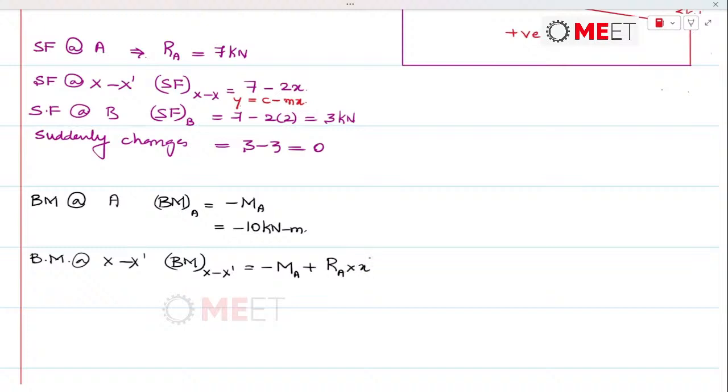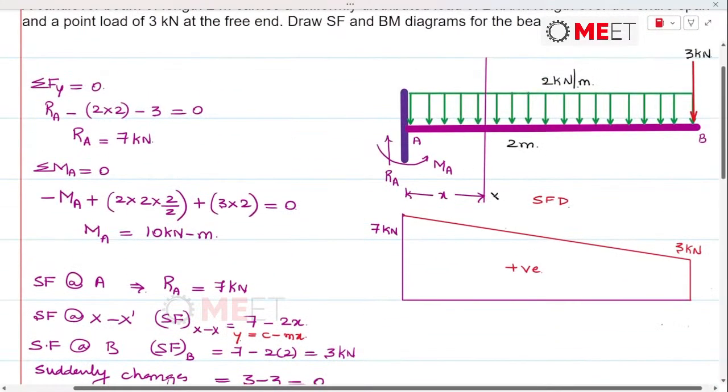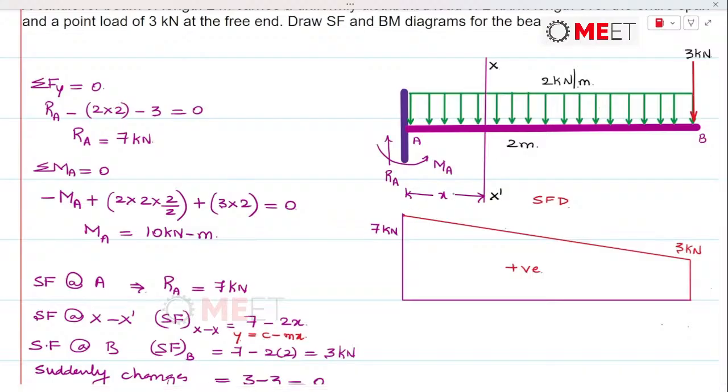It is at a distance of x from the section XX. This would be the section XX. So it is at a distance of x meters. X is a variable which is going to have values between 0 and 2 meters. So x is a variable, and for this section XX, the bending moment as well as the shear force about section XX is written to understand the variation of SF and BM along the length of the span.